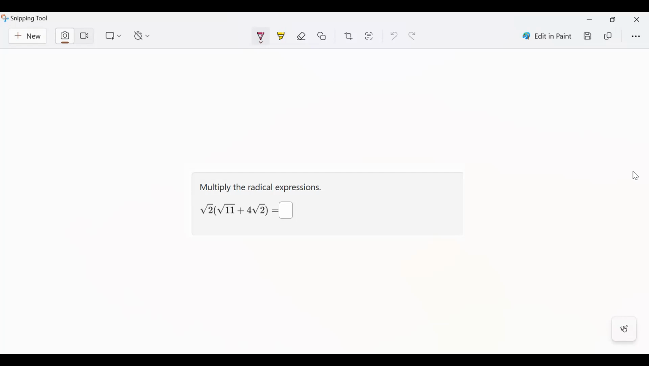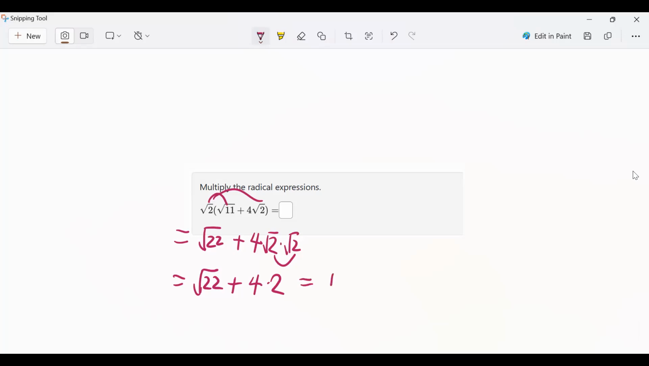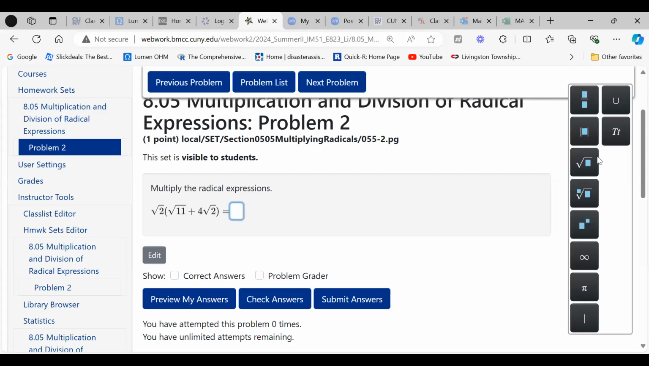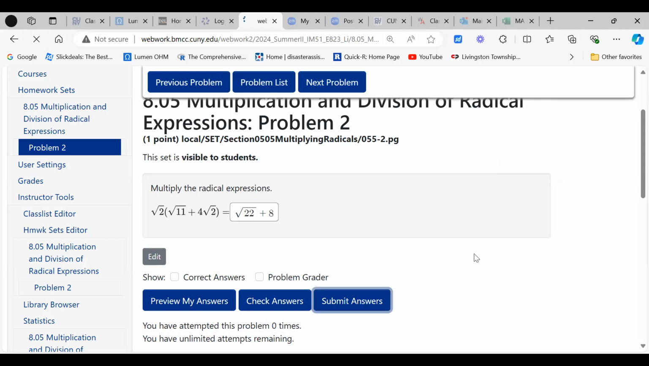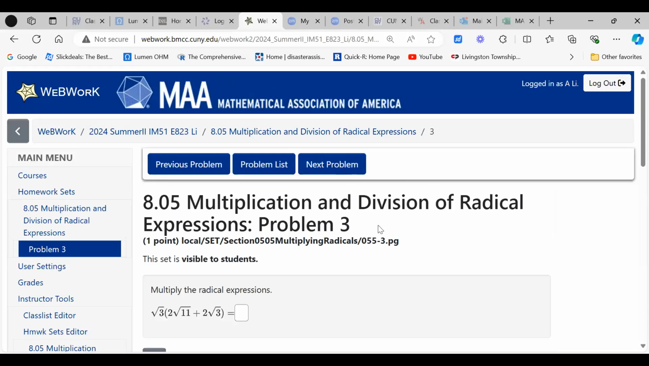So first of all, we multiply radical 2 by radical 11, get radical 22. And the other one, 4 radical 2 times radical 2. Radical 2 times radical 2 is radical 4. Radical 4 is 2. 4 times 2, that's going to be 8. So the answer is radical 22 plus 8. That's the correct answer.